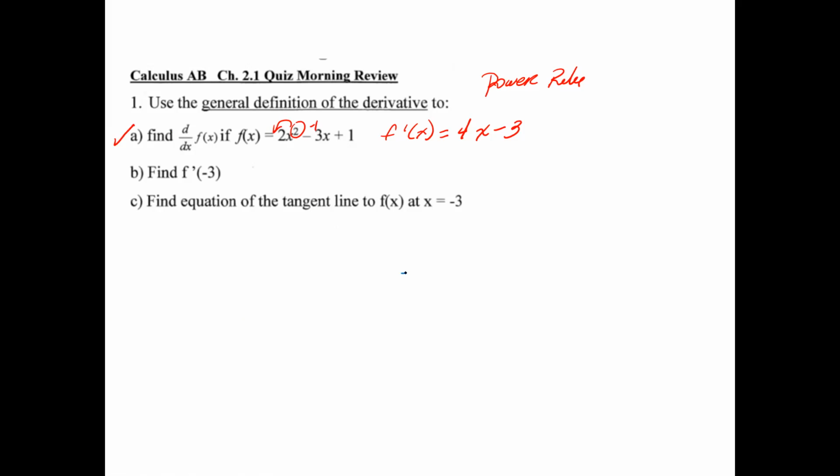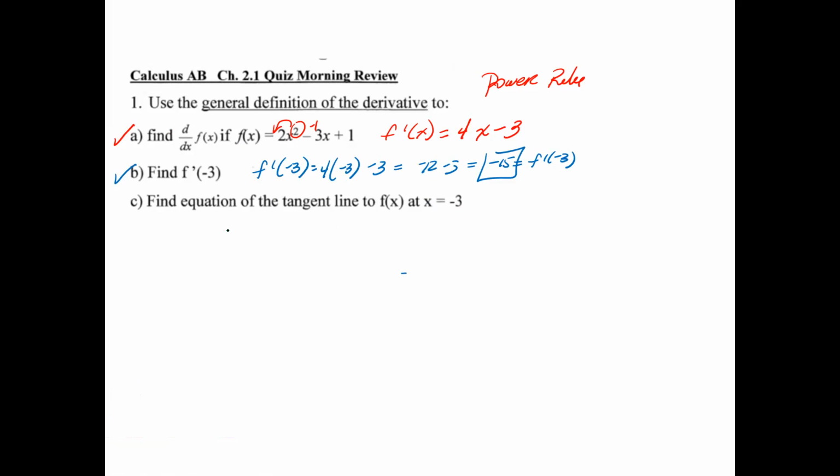Then we're going to do B. So f prime of negative 3 is equal to 4 times negative 3 minus 3, which is a negative 12 minus 3, which is a negative 15. And that is your f prime of negative 3. Done. C, find the equation of the tangent line to f of x at x equals negative 3.